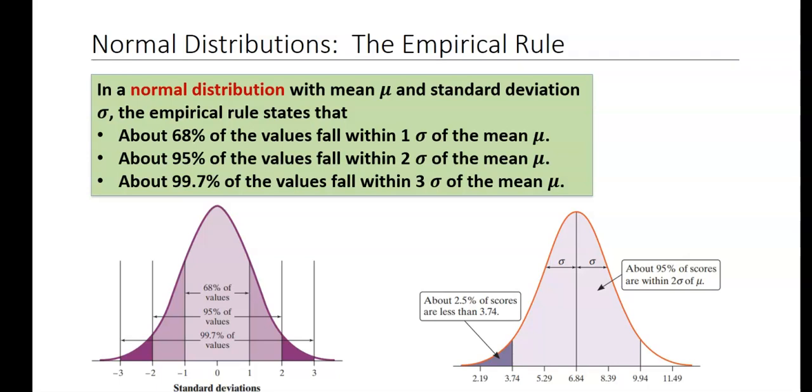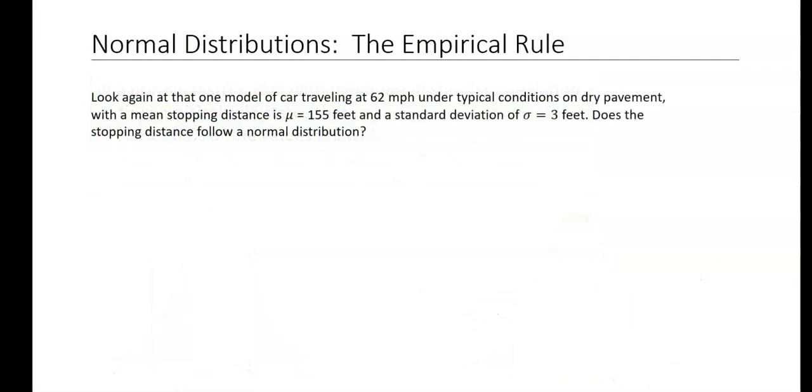So about 95% of scores are within two standard deviations. I don't know if you remember, but we said that anything 5% or less is considered unusual. So if 95% are within two standard deviations, anything within two standard deviations is not that unusual. But if you go more than two standard deviations in either direction, that is less than 5%. So it gets to be unusual there.